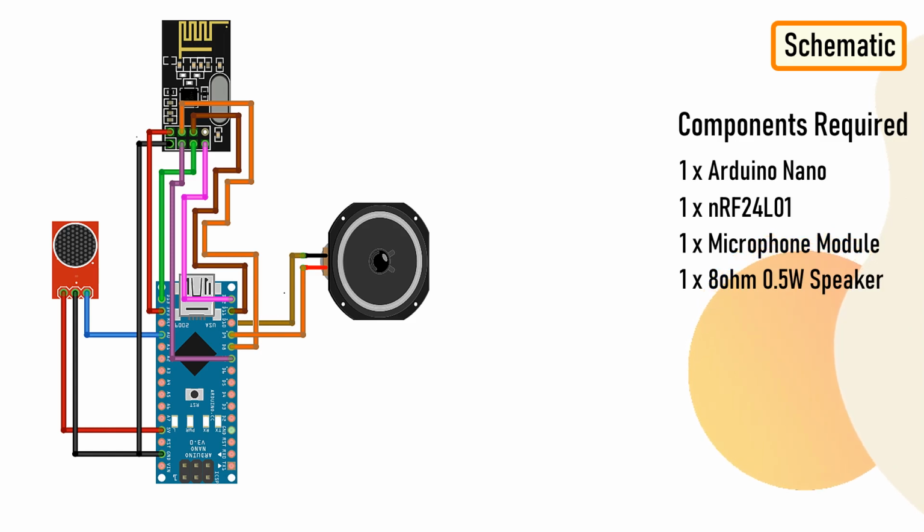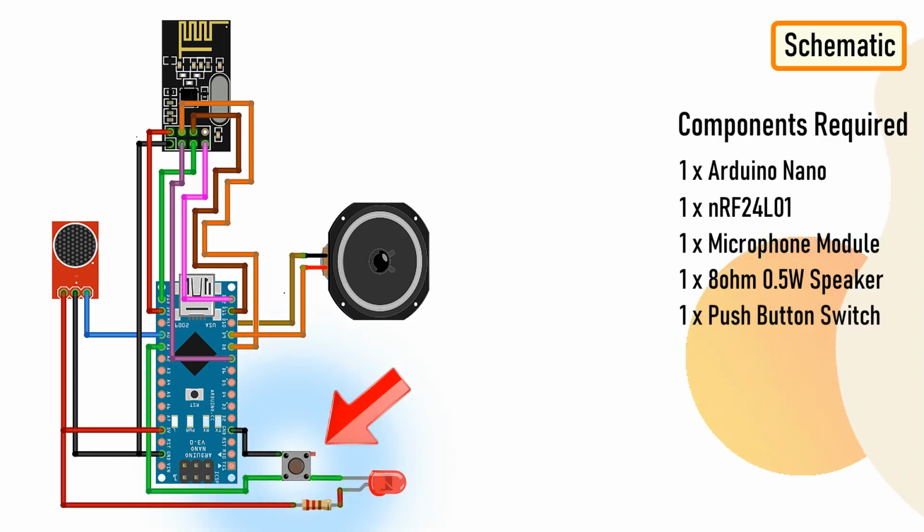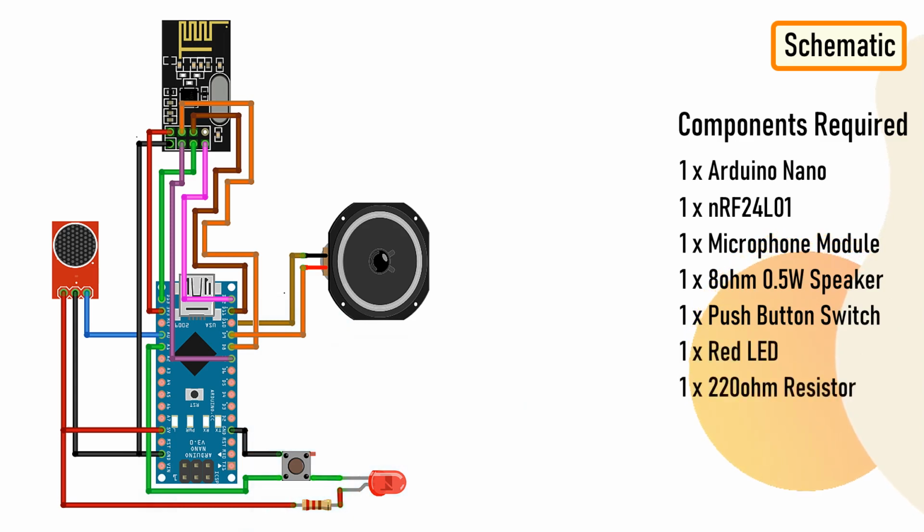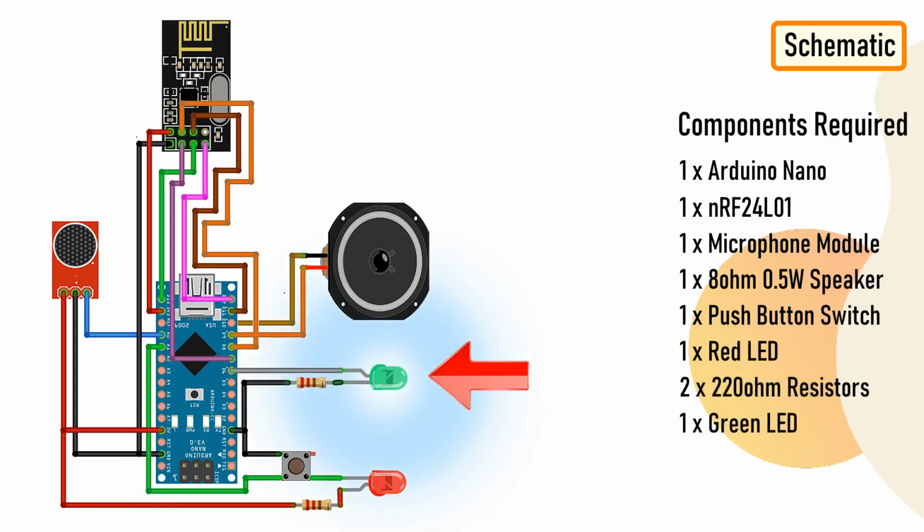To initiate the transfer, I'm using a push button switch connected to the A1 pin of the Arduino. The red LED connected to the push button lights up when we press the button and transmit data. The green LED connected to the D6 pin of the Arduino lights up when the unit starts receiving data.